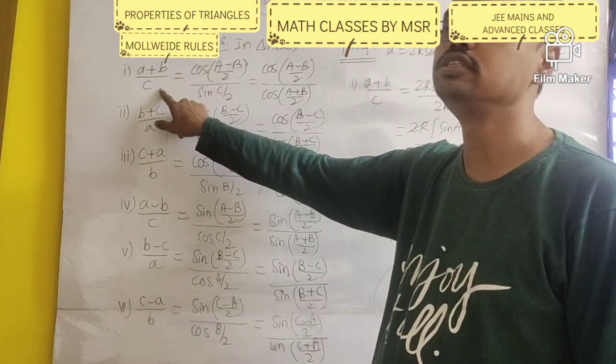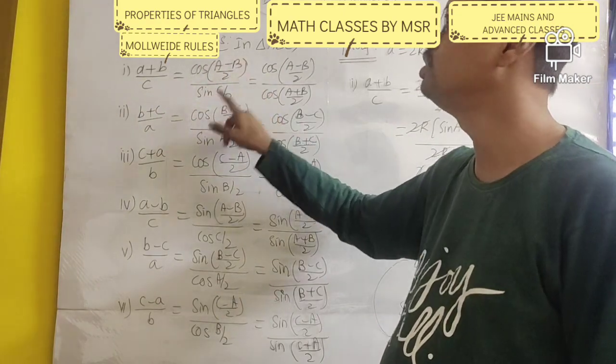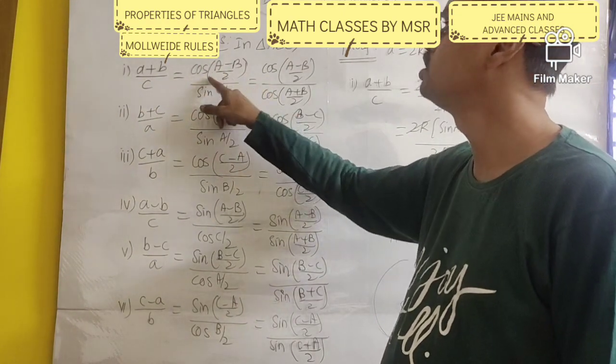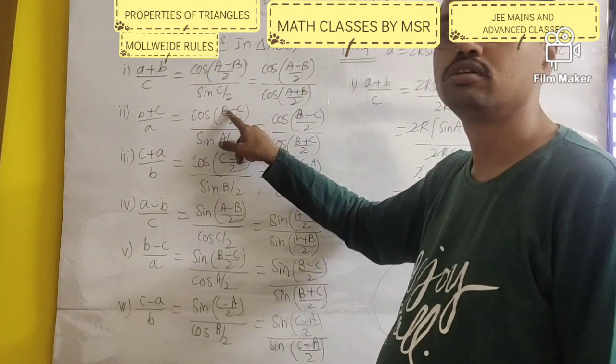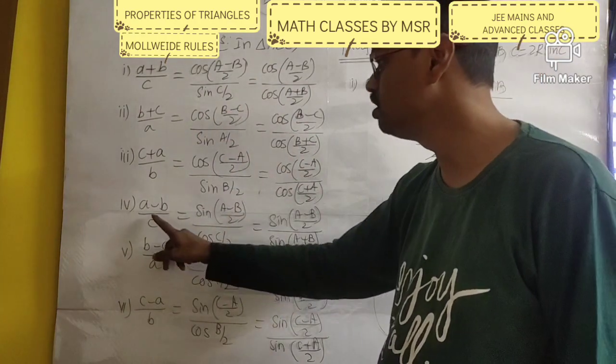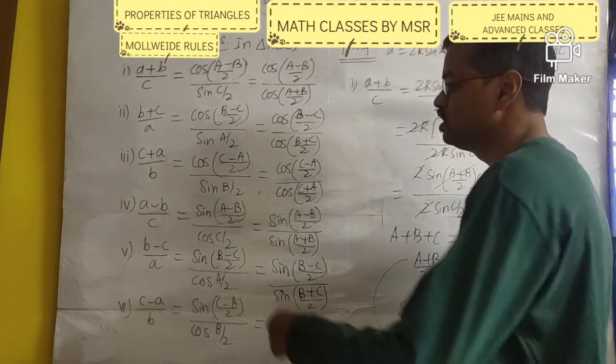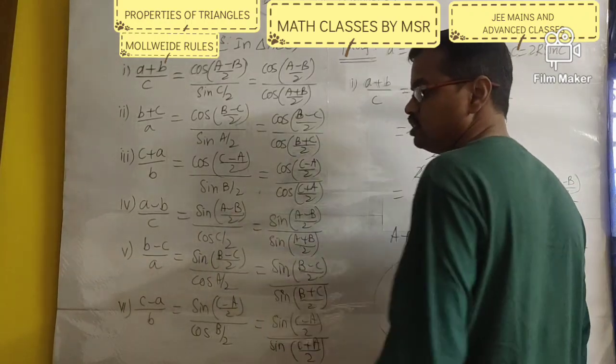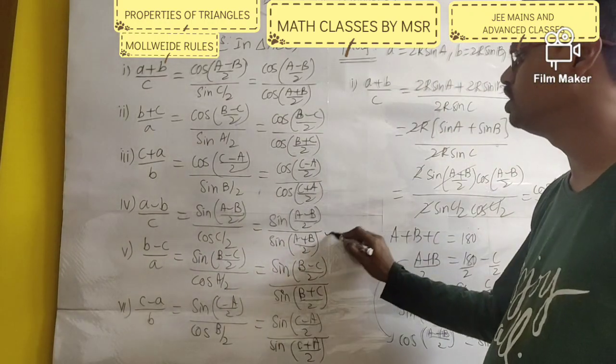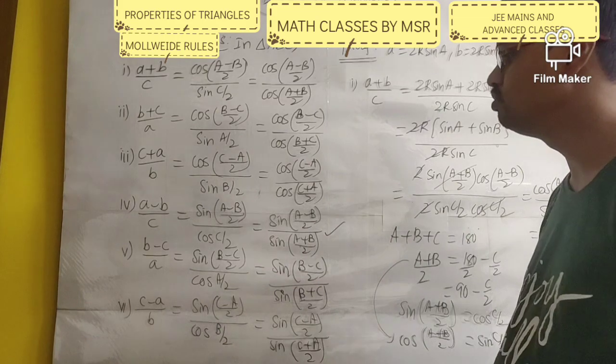(A plus b) by c is cos of (a minus b) by 2 by sin c by 2, or cos of (a minus b) by 2 by cos of (a plus b) by 2. Similarly here, (a minus b) by c, you will get sin of (a minus b) by 2 by cos c by 2, or sin of (a minus b) by 2 by sin of (a plus b) by 2.